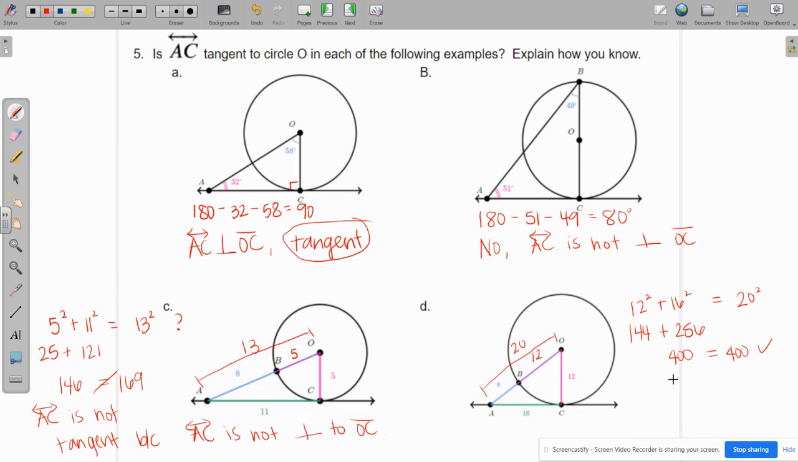So they do equal each other, which means that we have a right triangle. So this tells us that yes, AC is a tangent because AC is perpendicular to segment OC. So yes, we have a tangent here.